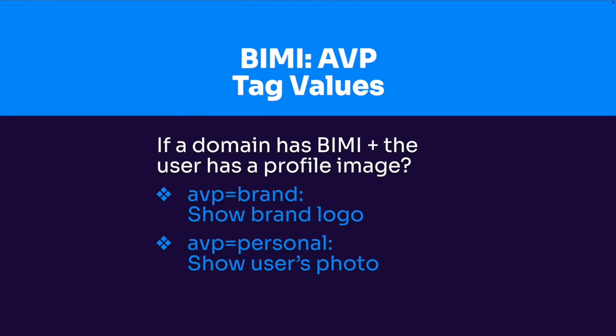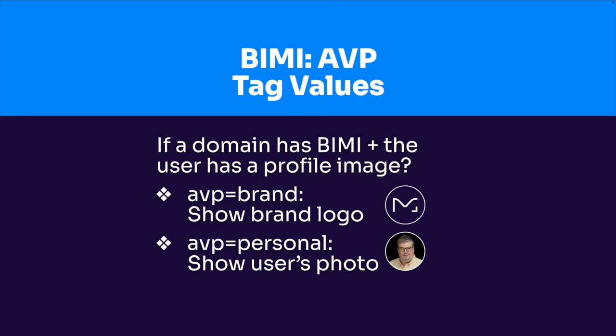The AVP tag accepts two values. avp=brand. This tells mailbox providers, even if an individual sender has a profile picture set up, we prefer that you display our official company BIMI logo. avp=personal. This tells mailbox providers, if an individual sender has a personal avatar available, display that instead of the company logo. But if that user or address doesn't have a personal profile photo set up, the company logo will display instead. If you don't include the AVP tag in your BIMI record, you're not specifying a preference, and that leaves it up to the mailbox provider to decide what to do.